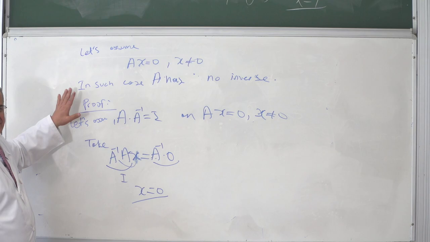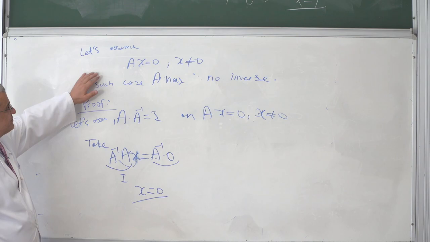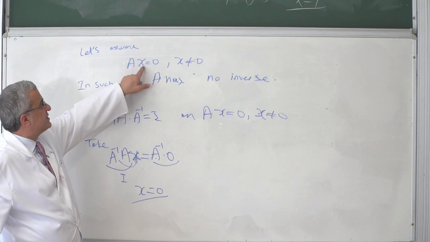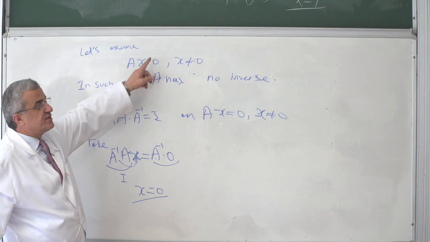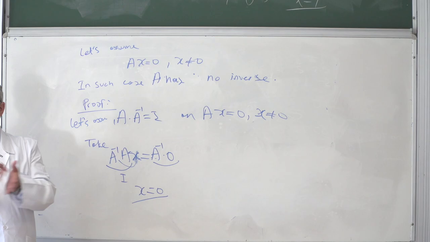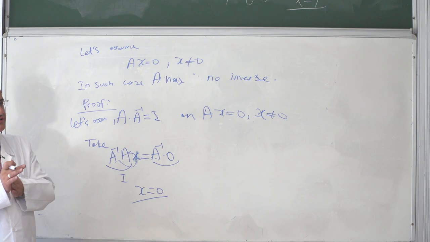Now, let's assume we have a matrix A and an X that is different from 0, and A times X is equal to 0. So there is an X that makes AX equal to 0. Okay, X is different from 0, right? Our claim is that such an A cannot have an inverse.